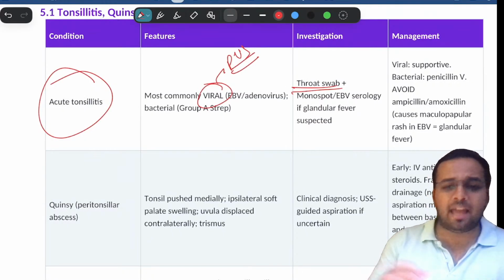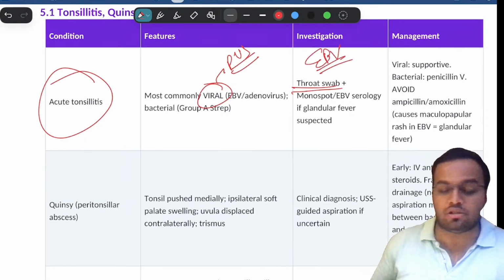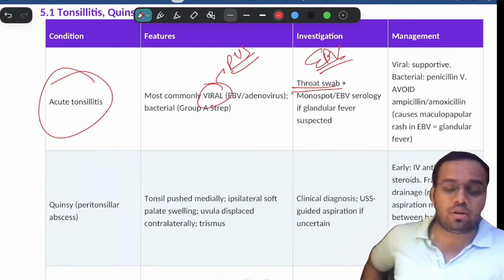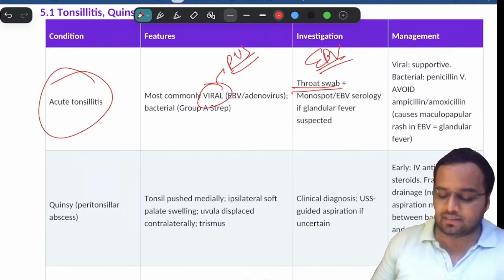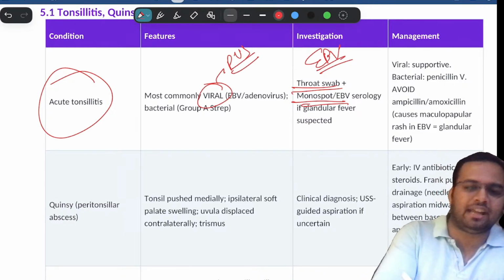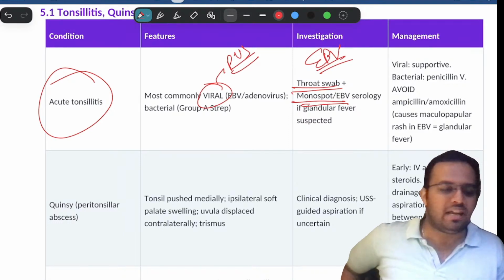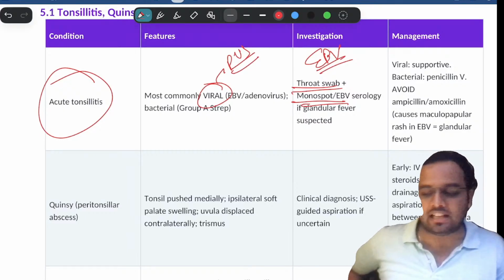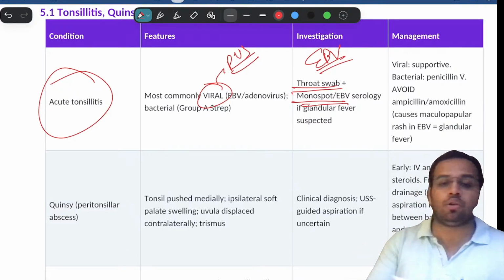In foreign countries, Epstein-Barr virus is most common. It is also called the kissing disease. So whenever you go for a throat swab, you can go for what is called a monospot serology. You can put that swab in the spot test and see if it is EBV positive. In India, we don't do it much, but it is given in the Western textbooks because they follow the protocol.